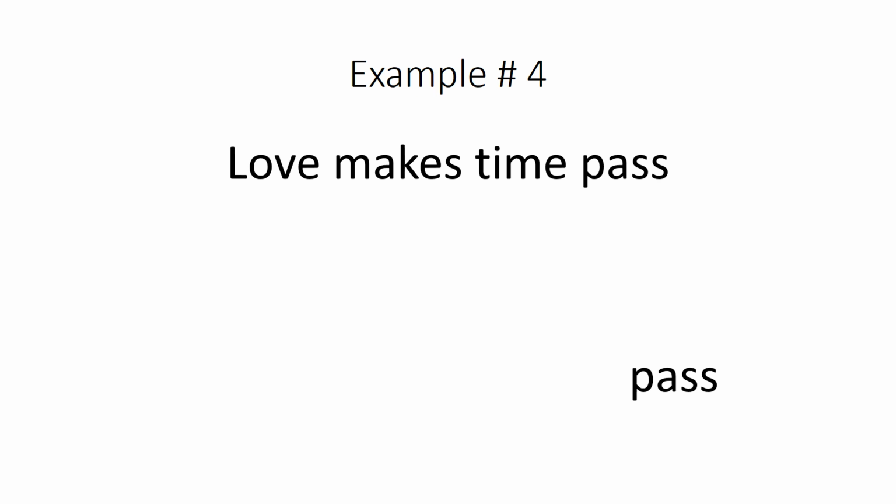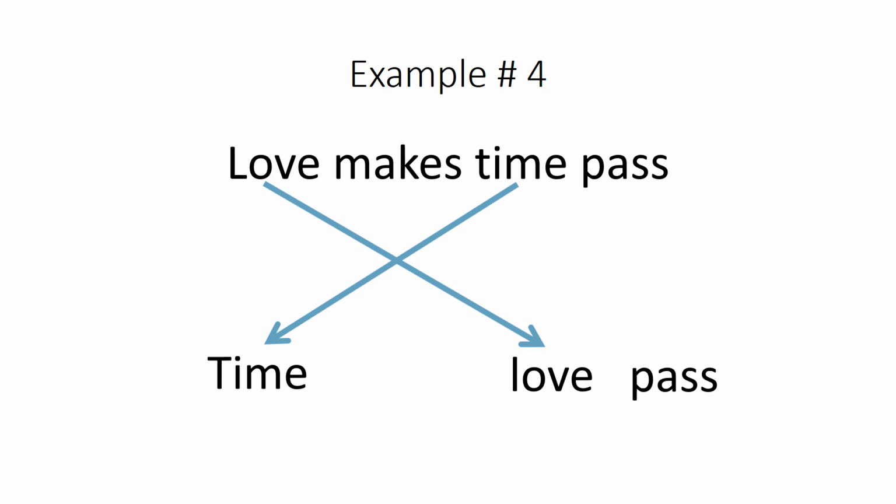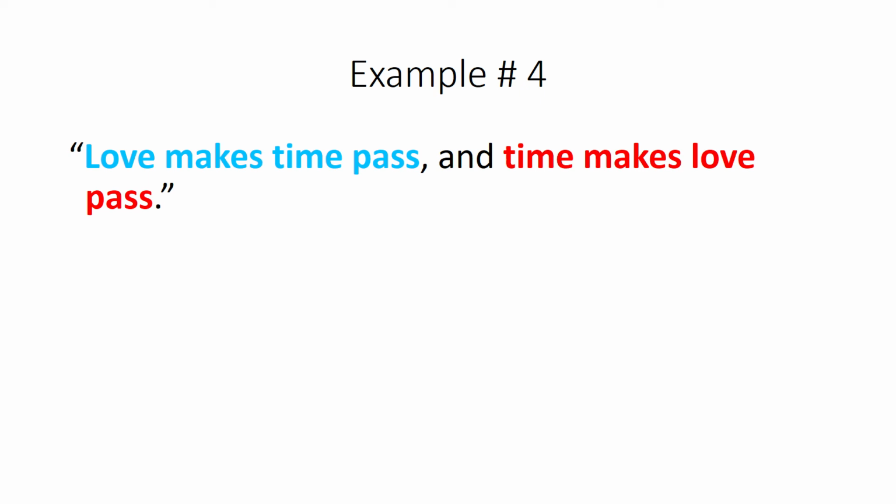So what we're left with is love makes time. We bring time and move it to the front. And then we bring love and move it before pass. Then bring down the word makes to the middle. So love makes time pass, and time makes love pass. Is that what's there? Yeah, love makes time pass, and time makes love pass. That is chiasmus. Notice that peculiarity with that verb, pass, because the idea that the author's trying to get forward here is that love makes time pass, go away, and time makes love pass, go away, you have to keep the verb at the end. And what you're left with is the rest of the phrase.